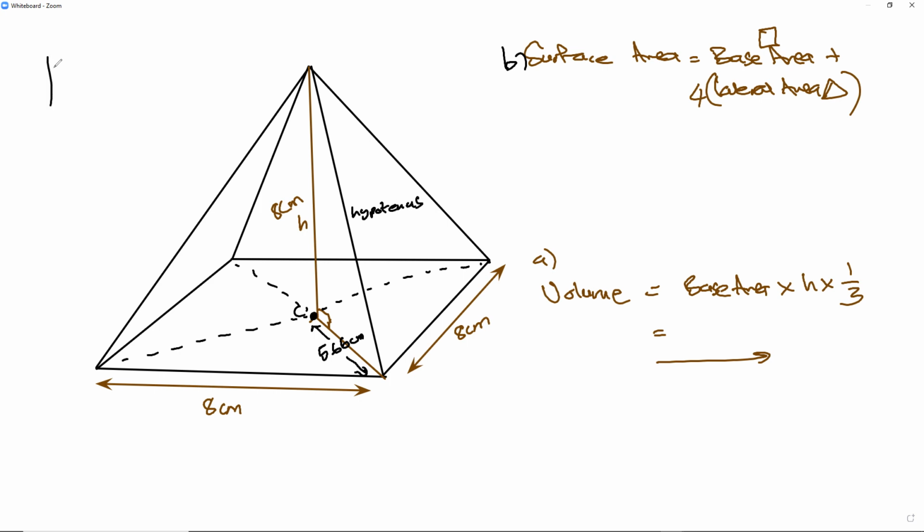And I can then use Pythagoras theorem to calculate that. If I know this is 8, that's 5.66. I can get my hypotenuse, which is my slant height, if I need it. But at the same time, what I do actually need is this height over here from there. So maybe I should give you that amount first as well.